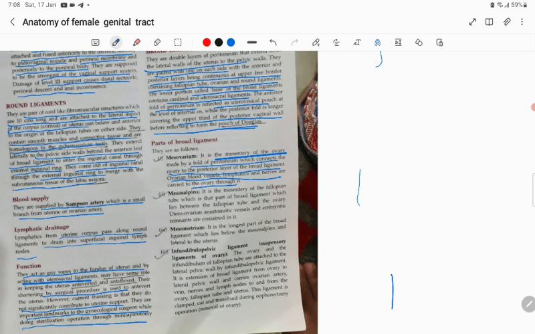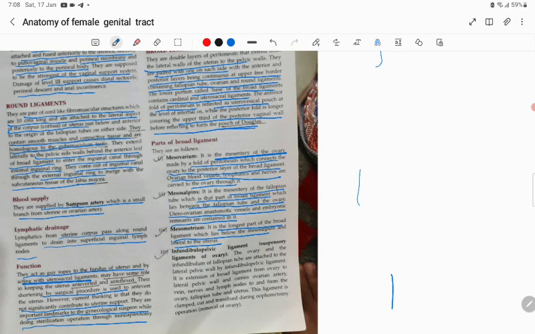The mesosalpinx is the mesentery of the fallopian tube, the part of the broad ligament which lies between the fallopian tube and the ovary. Uteroovarian anastomosis, vessels, and embryonic remnants are contained in it. The mesometrium is the longest part of the broad ligament. It lies below the mesosalpinx and lateral to the uterus.